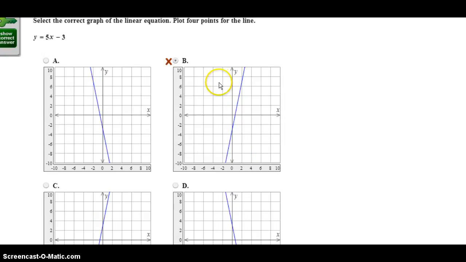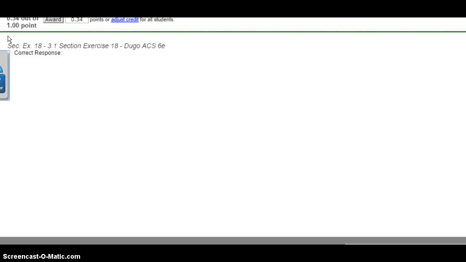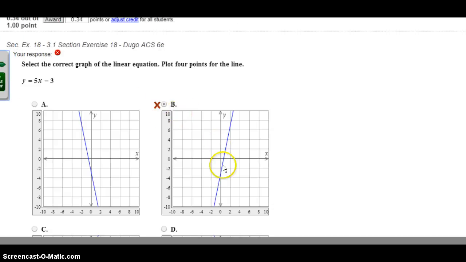Yeah, so this is the right answer. It just has an X because it wasn't your first choice.